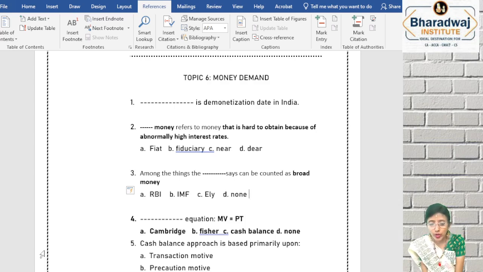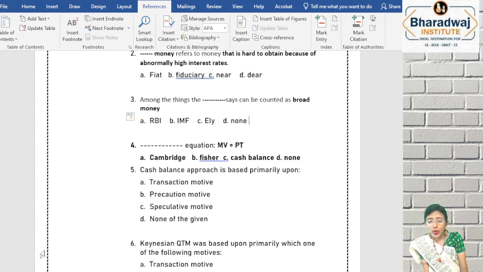Dash is demonetization date in India. Dash money refers to money that is hard to obtain because of the abnormally high interest rates. Among the things the dash says, it's a quote, says that money can be counted as broad money. Is it RBI or IMF or LI or none? Equation MD is equal to PT. Which is the option which is suitable? Cambridge, Fisher, cash balance, none.